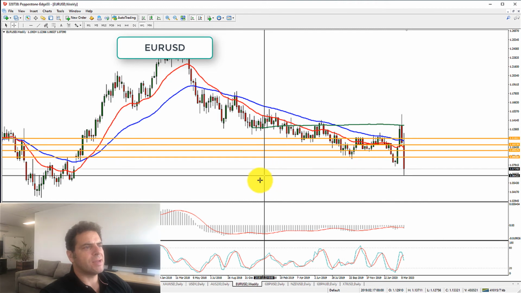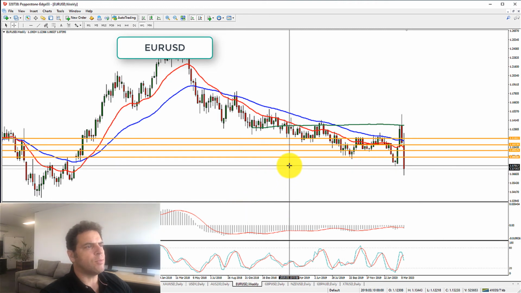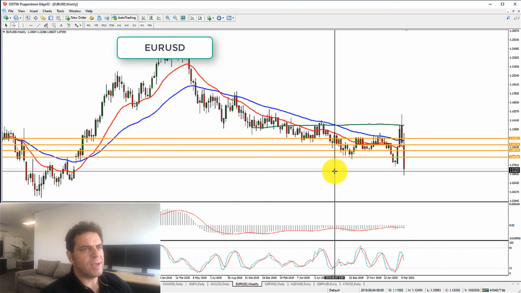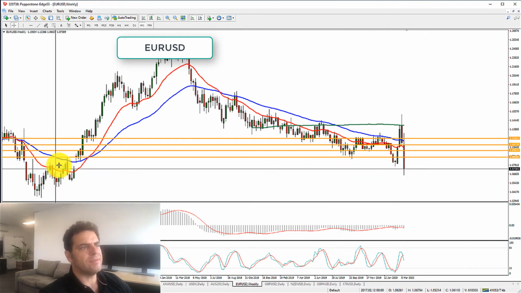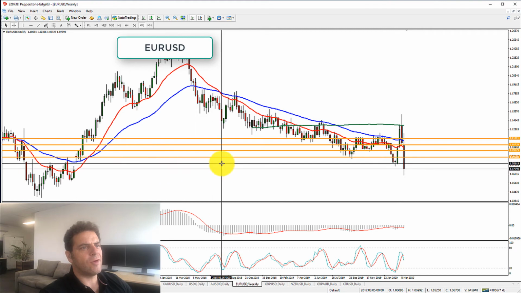The first place that we're going to probably really find a good deal of support is the 107, which is basically where it is now. You can see here that we've got some previous resistance. We should find some support there.